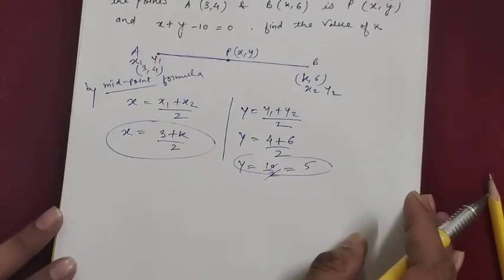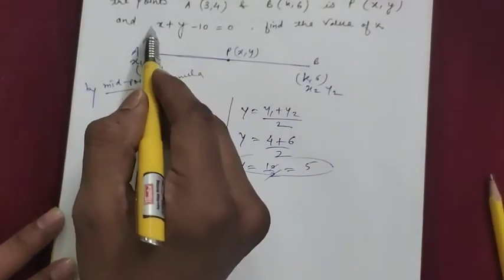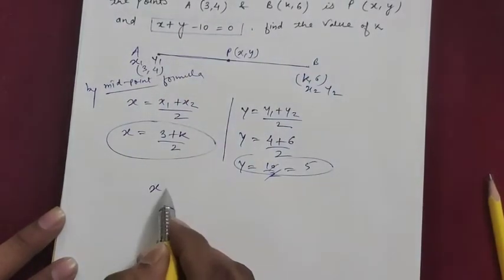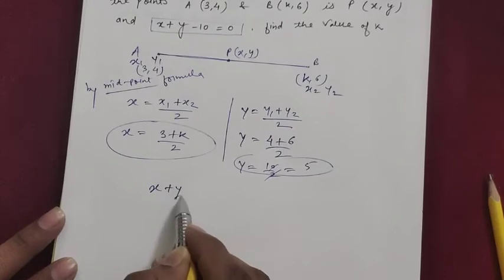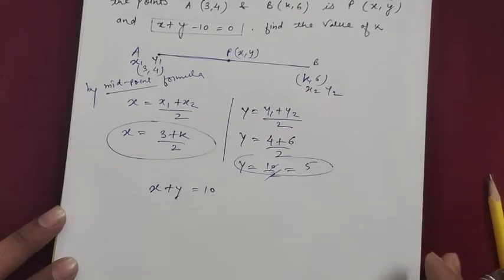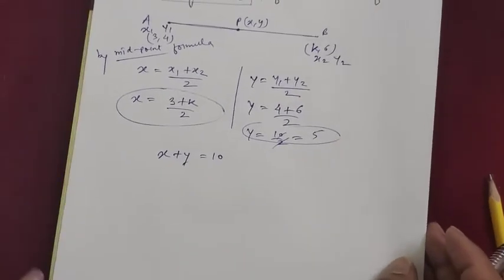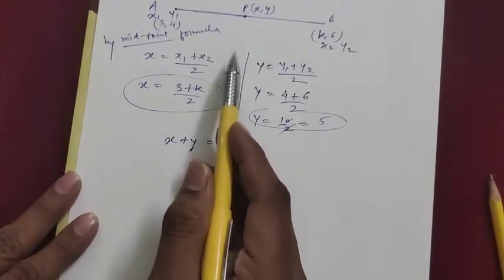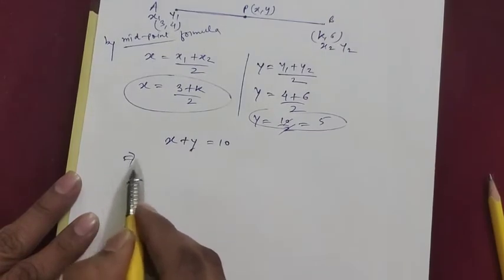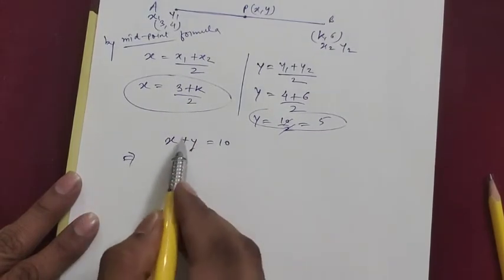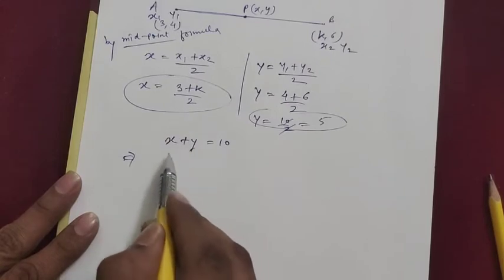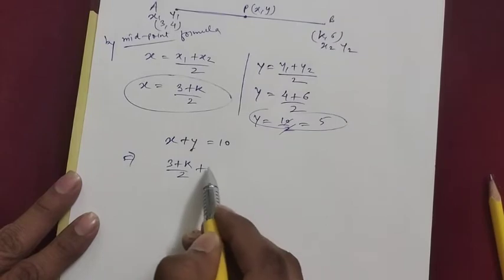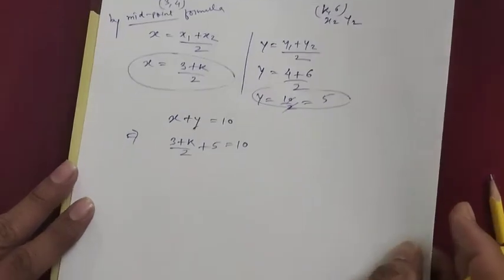Now we have this equation with us, right? So understand one thing, x plus y equals 10. This is the condition given in the question, right? So if we put the values of x and y, which we have got earlier over here, we will get the value of k. So let's just put these values. So x, which is 3 plus k upon 2, plus y, 5, equals 10.